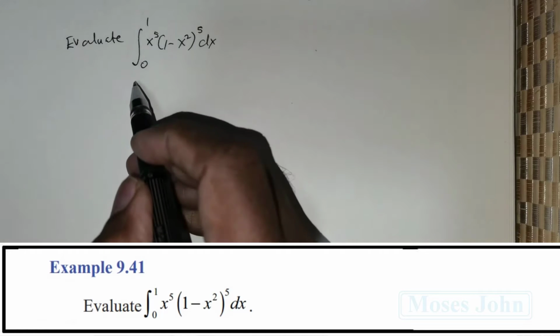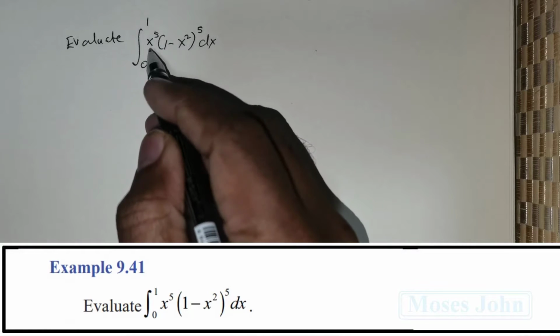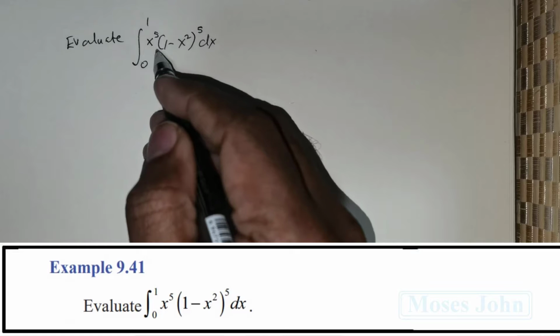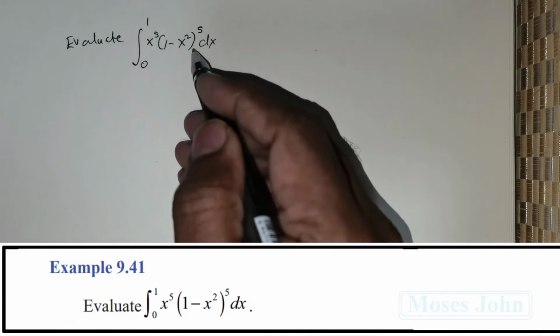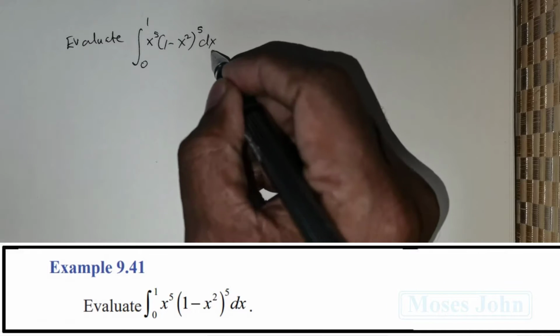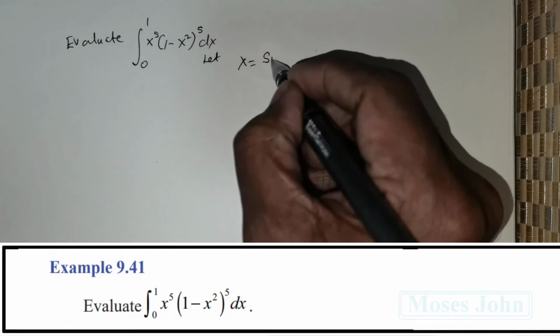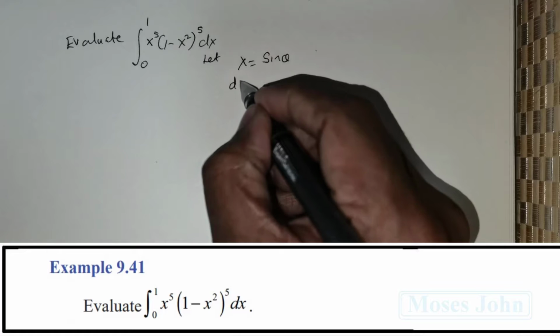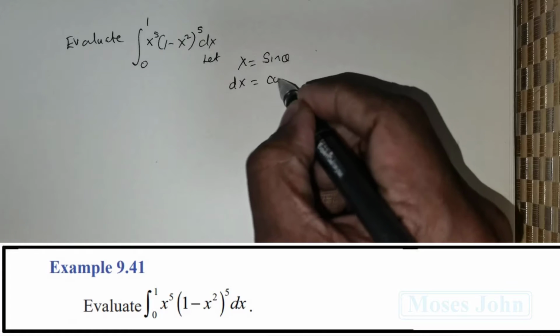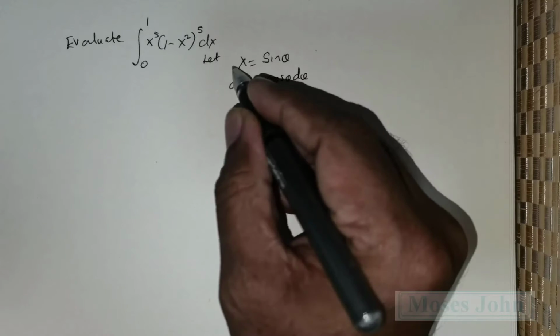Students, we are given this question to evaluate the integral from 0 to 1 of x^5 times (1 - x^2)^5 dx. For this, foremost we would have to take x to be equal to sine theta. You differentiate this, you get cos theta times d theta.